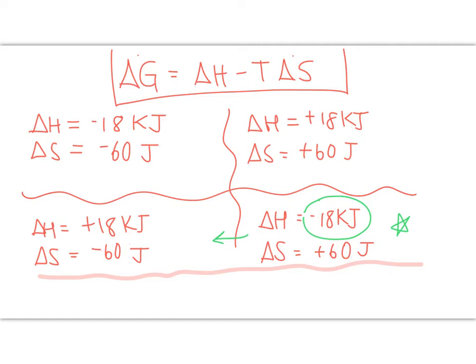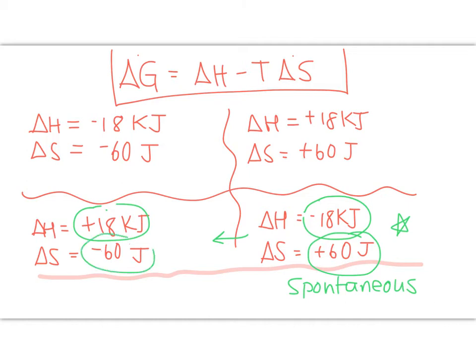So the delta H is negative and the entropy is increasing. Remember, we said that these two scenarios always create a spontaneous reaction. It doesn't matter what temperature you're at, the reaction will always proceed in the forward direction without outside intervention. The complete opposite of that would be an endothermic reaction, a positive delta H, and a decrease in entropy. And that will tell us that the reaction will never be spontaneous in the forward direction. So we're going to say non-spontaneous.